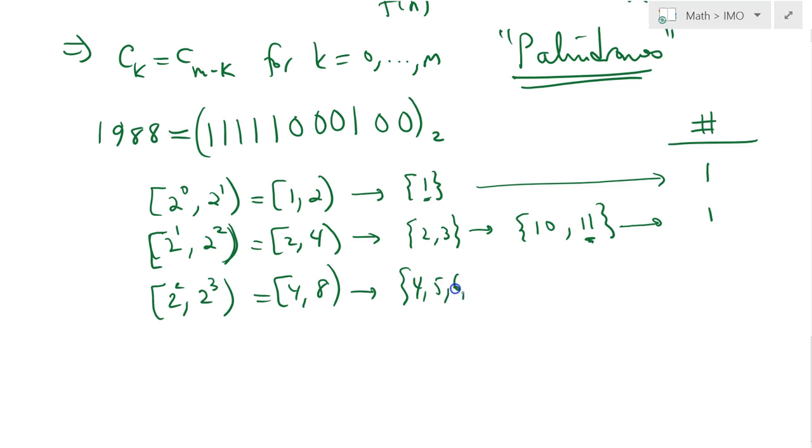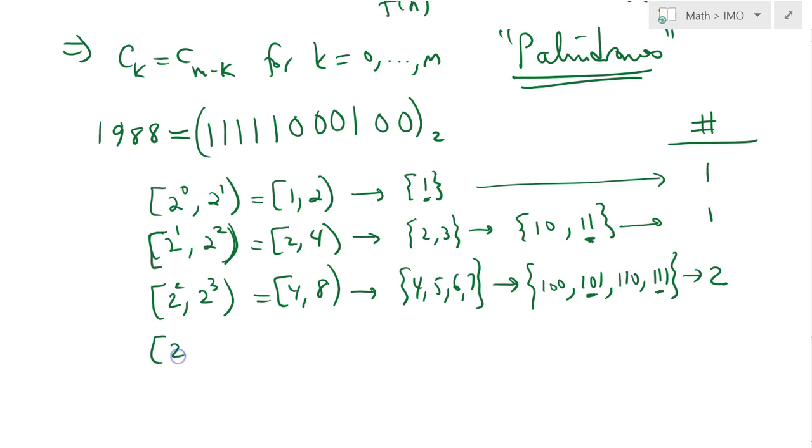In this range, 2 squared to 2 cubed, namely between 4 and 8, 4, 5, 6, 7 are the integers. When you write them in binary, you will get 1 0 0, 1 0 1, 1 1 0, and 1 1 1. Of these, you can easily establish that this one and that one are palindromes. So we have two palindromes, and so on, right?